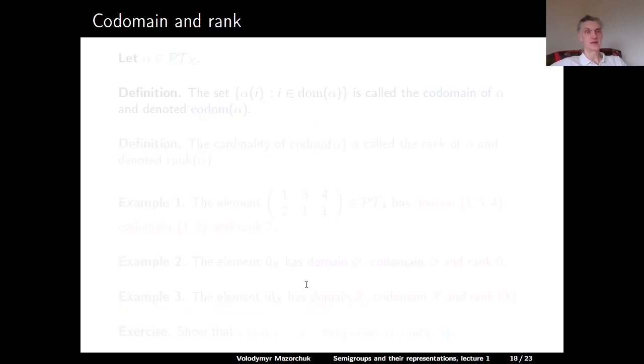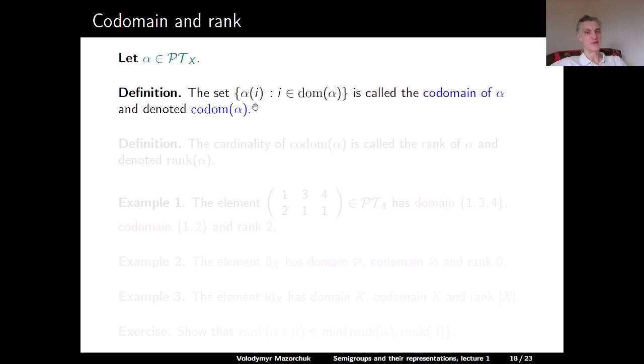Finally, let us discuss the notion of a codomain and rank. Let alpha be a partial transformation on X. Definition: the set of alpha of i, where i is an element in the domain of alpha, is called the codomain of alpha and denoted codom of alpha. And the cardinality of the codomain of alpha is called the rank of alpha and denoted rank of alpha.